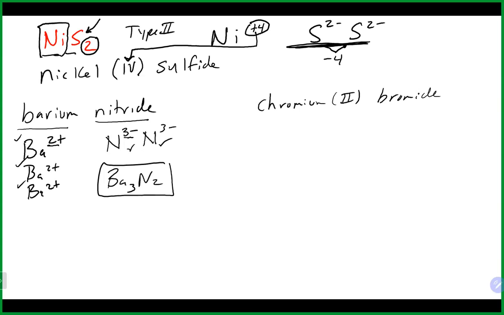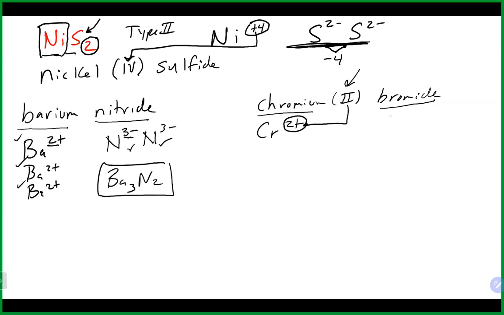When we look at the next one, which is chromium Roman numeral 2, we see a couple things. That is a metal. Bromine is a nonmetal, which means it's ionic. So once again, we're going to have a positive guy and a negative guy. This is a type 2 compound because I see a Roman numeral, right? The nice thing about this is I don't have to figure anything out because the Roman numeral tells you chromium has a +2 charge.